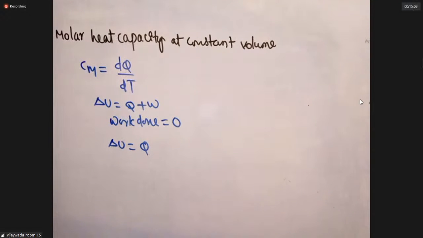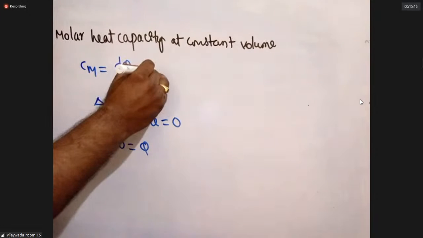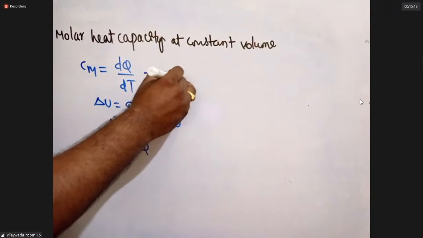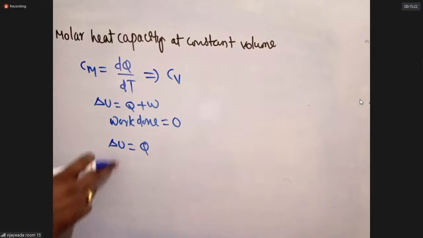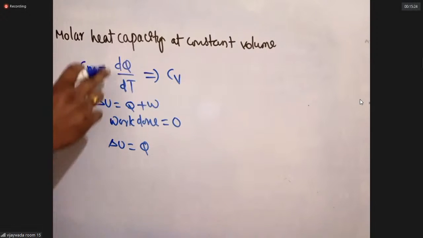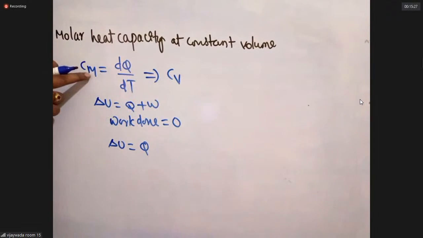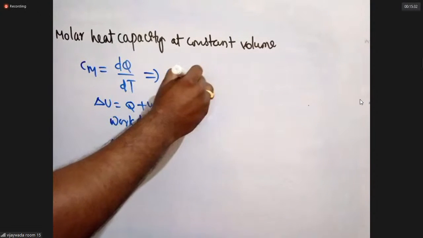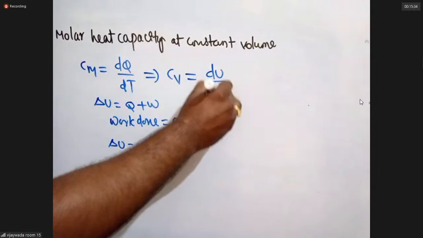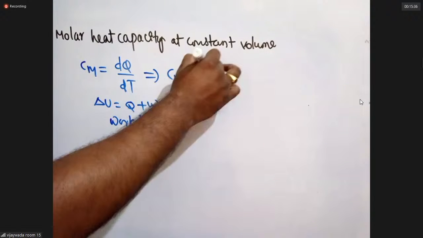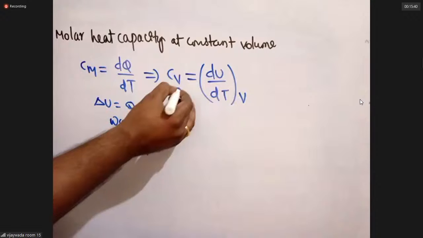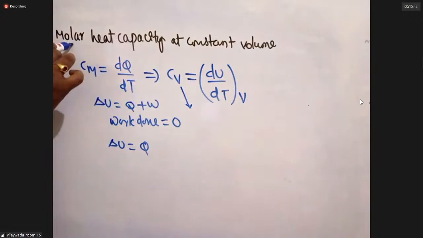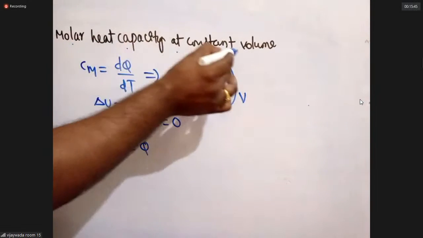Students, at constant volume, the supplied heat energy is utilized for internal energy. So simply in place of dq, Cm changes to Cv because it is constant volume, equal to dU by dt. This is the equation at constant volume, where Cv is called molar heat capacity at constant volume.